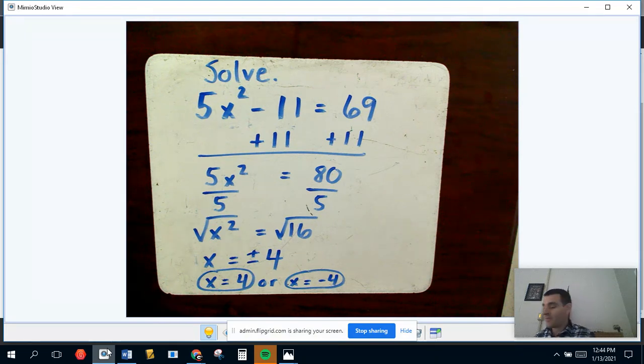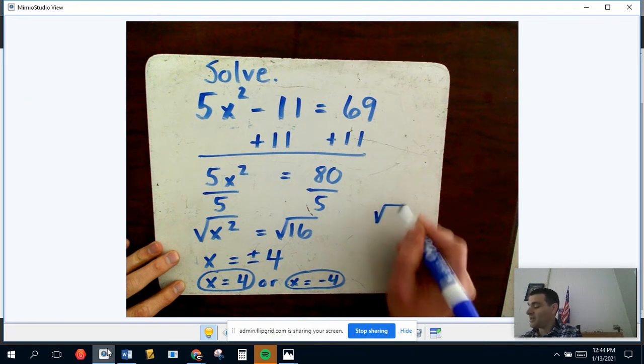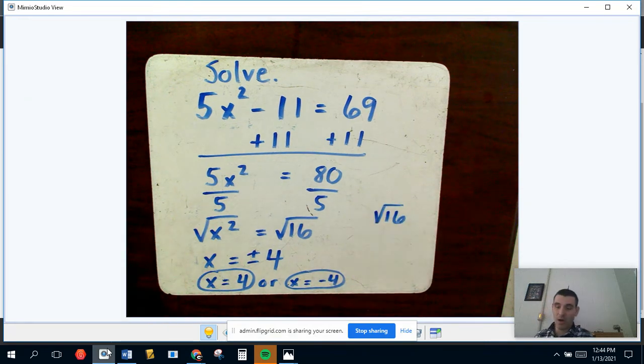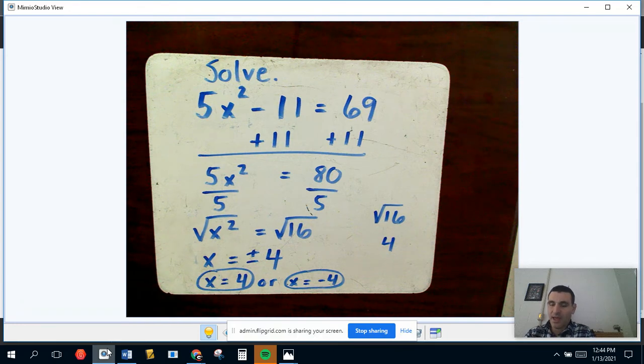Now to clarify, if we just asked independently, what's the square root of 16, and that's all you're being asked, you say 4. You don't say plus or minus 4. This would just be 4. This is called the principal square root. And for a problem where all you're asked is the square root, you generally only say that.